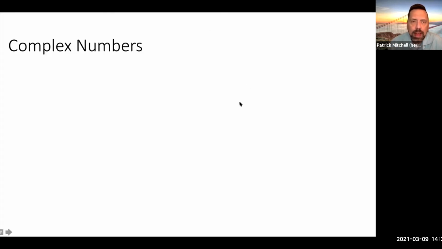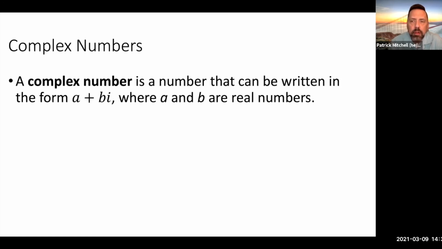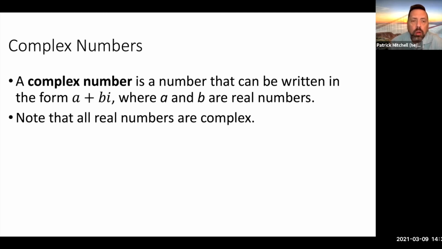All right, so what exactly are complex numbers? A complex number is a number that can be written in the form a plus b times i, where a and b are real numbers. Notice, first of all, that all real numbers are automatically complex, which tends to create a little bit of confusion. It's sort of like saying that all squares are rectangles, which is true. But when you picture a rectangle, you usually picture a rectangle that's not a square, all right?